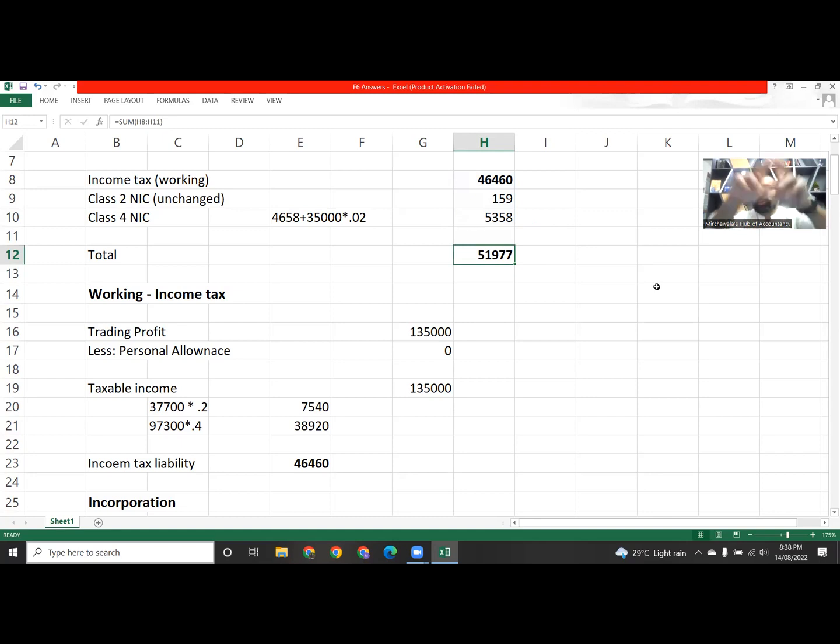So in this question, with the revised trading profit of 135,000, if you work as an individual, students, look here. If you work as a sole trader, your revised total taxes will be 51977. Okay, 51977 will be your total taxes.